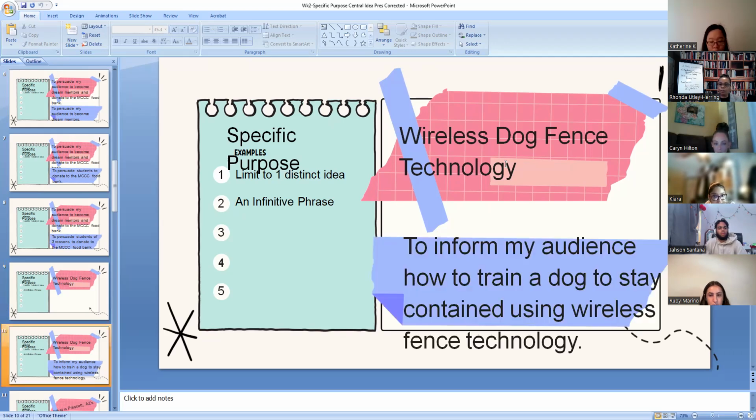To turn it into a specific purpose, you must start with the infinitive to. Okay. And then you make it an infinitive phrase by adding on your general purpose: to inform, to persuade, to entertain. Okay. My audience, because when we talked about the rules, we talked about that you have to express it in a single infinitive phrase that includes your audience. So to inform my audience how to train a dog to stay contained using wireless fence technology.